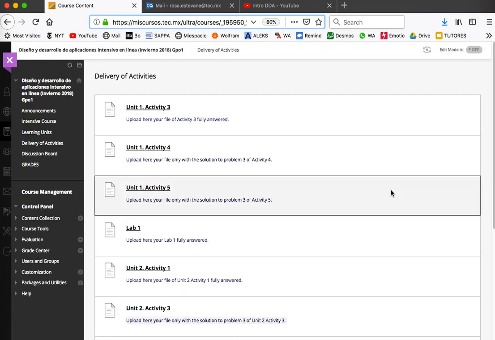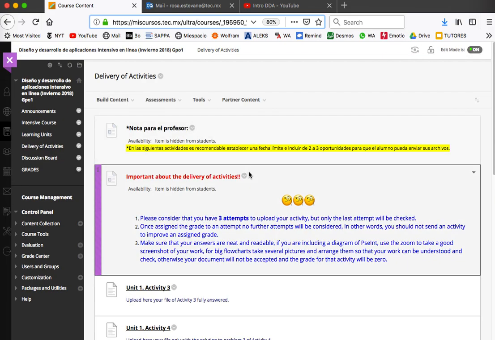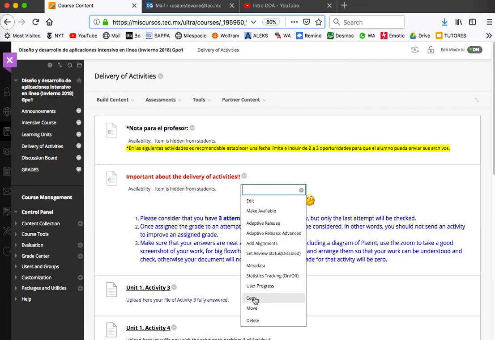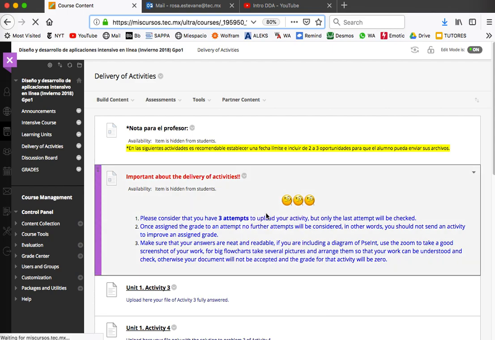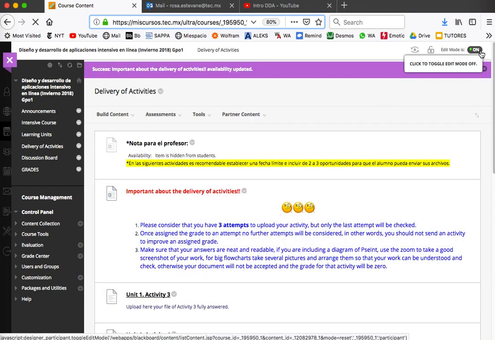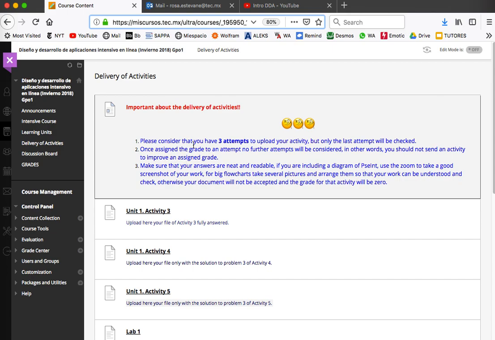So this is it. Something important to mention, guys, are these comments. Let me make them visible for you because they don't appear at this moment. Please check them, read them carefully. You have 3 attempts to submit each of your activities, okay? Once I assign a grade to your last attempt, I don't accept any other attempt to improve the grade. No, that is not possible. Once your activity is graded, that's it.